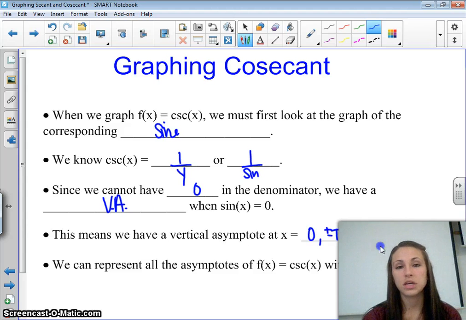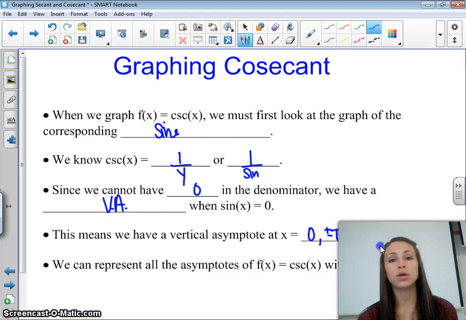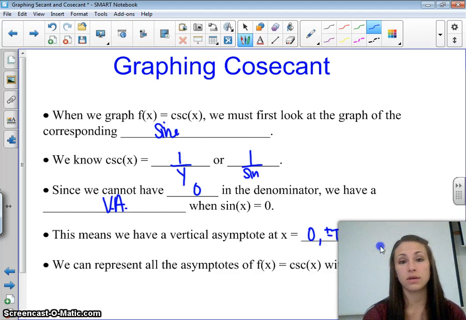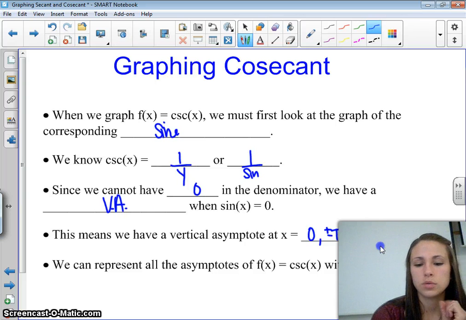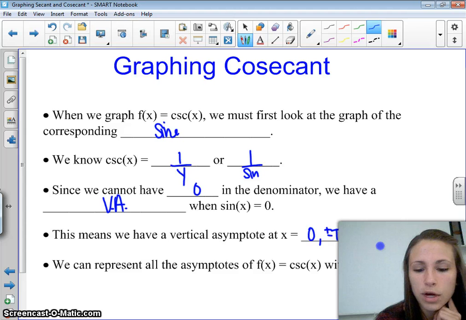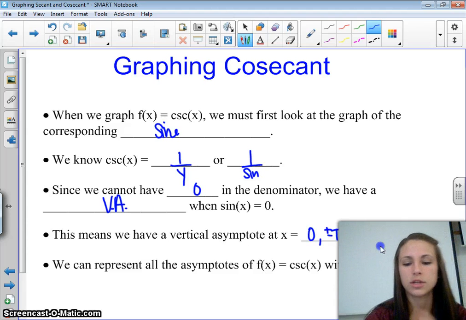Okay, so if n is 1, you'd have pi. If n is 2, you'd have 2 pi. If n is 3, you'd have 3 pi. If n is 0, you'd have 0. Negative 1 would be negative pi, and so forth. So this one's a little bit easier to see, I think, than the last one. But where n belongs to set of integers. And so that's how we're going to represent all of the asymptotes of cosecant.